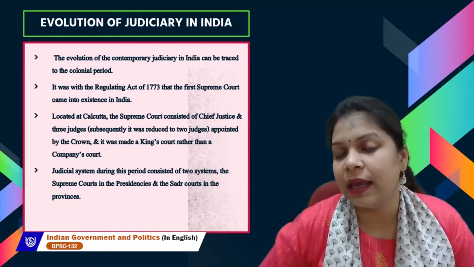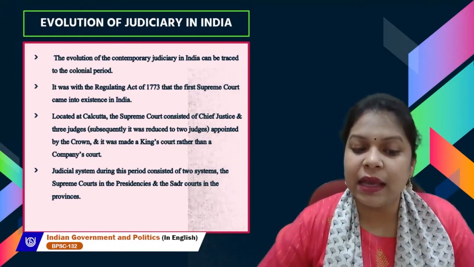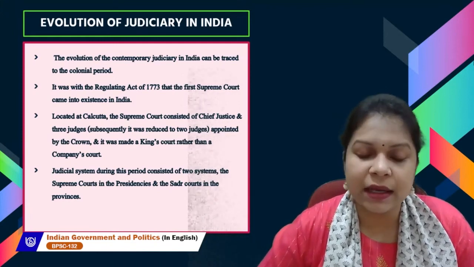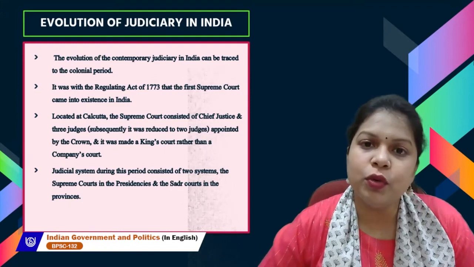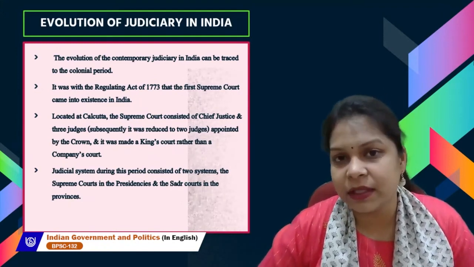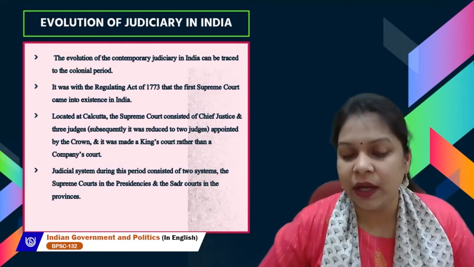The Crown means the King or the Queen of England. And it was made a King's Court rather than a Company's Court. The Company comes here because of the East India Company, which came to India for business purposes, but later on they remained here and they started ruling us.